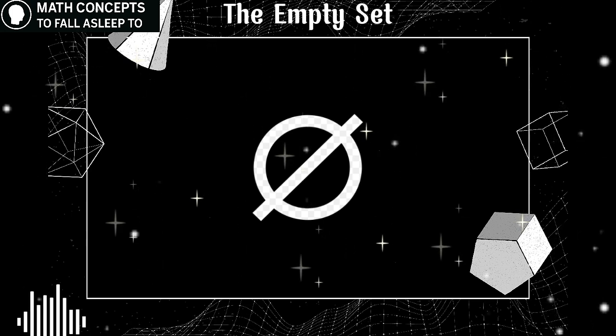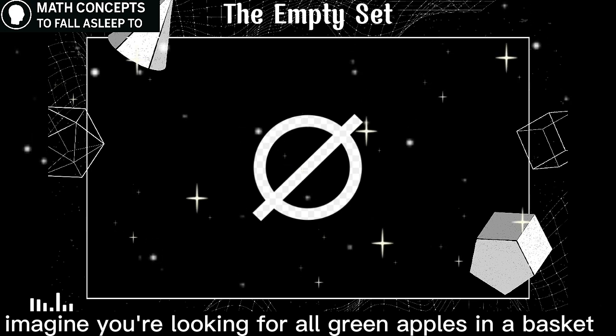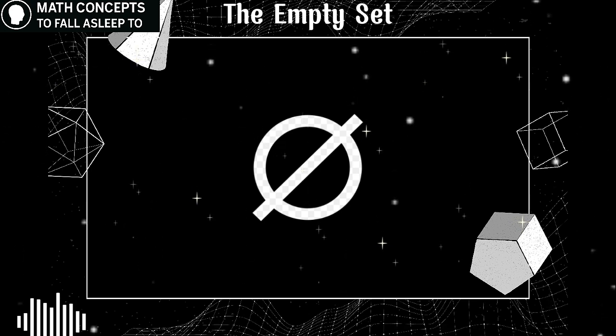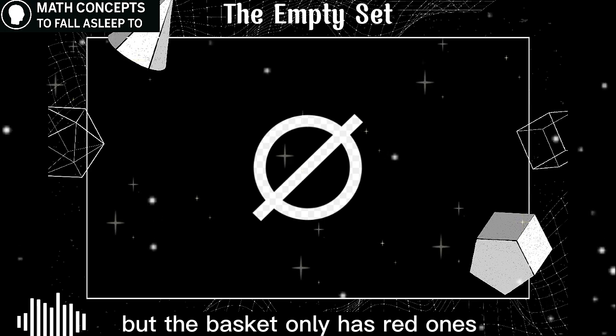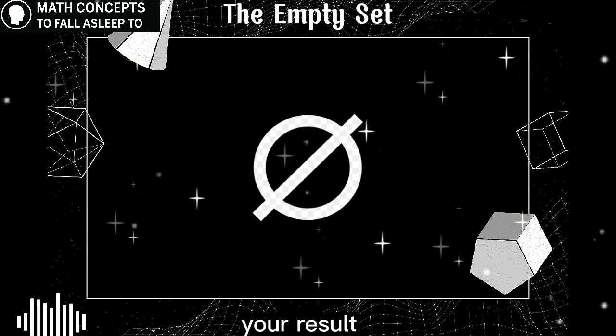Practical example. Let's say set A equals apple, banana. Set B equals banana, cherry.